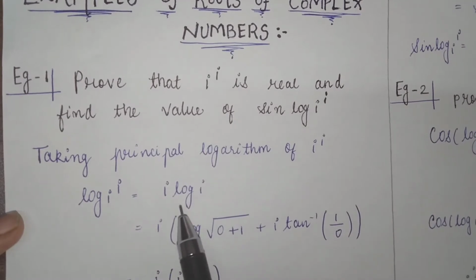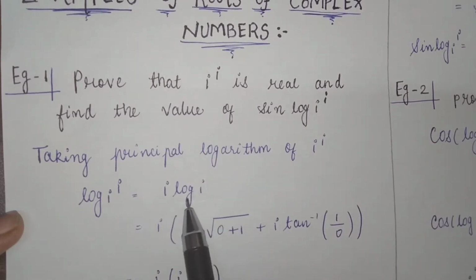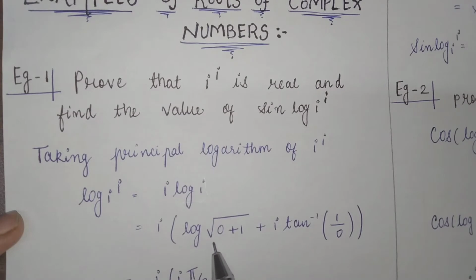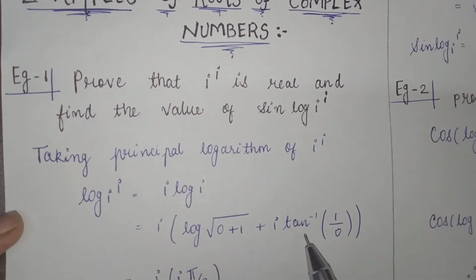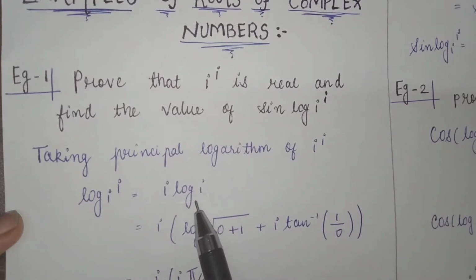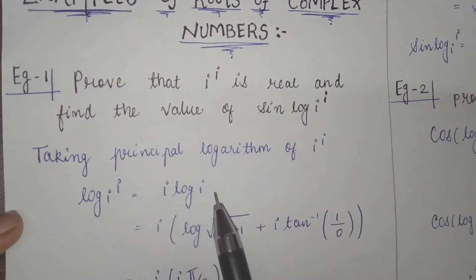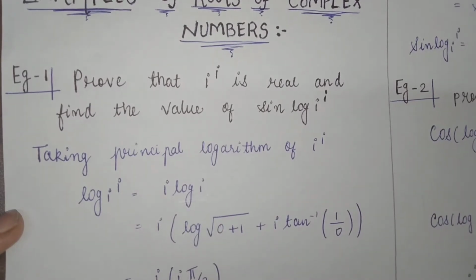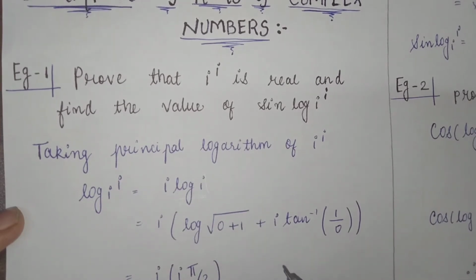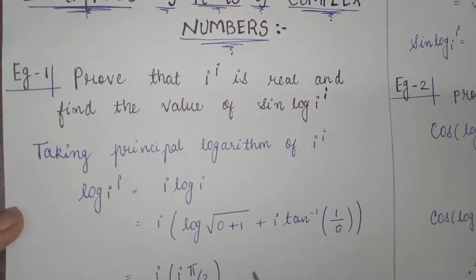Now according to the formula which we did for roots of complex numbers, we can write log i as log of square root of 0 plus 1, plus i tan inverse 1 by 0, because here the value of x is 0 and y is 1. Then only you will get i. Now again log 1 will be 0. So here we can write i into i, and tan inverse 1 is pi by 2.